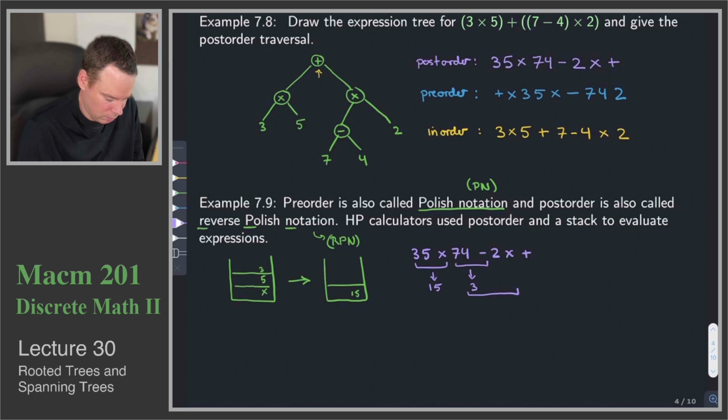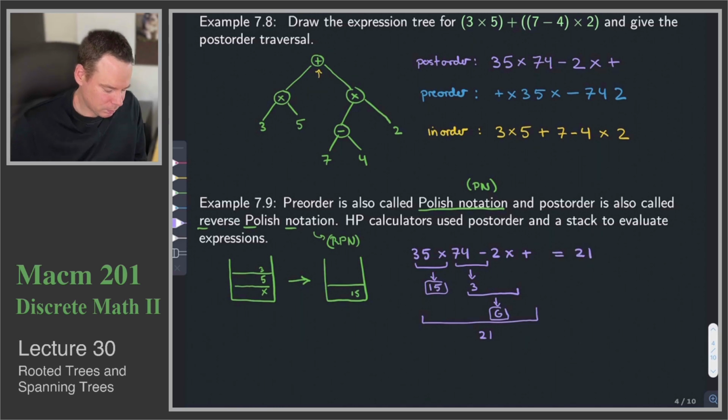And then we put the 2 in, and then we did the multiplication. So it took the multiplication and applied it to the previous 2 entries in the stack, which was the 3 and the 2. So that evaluated out to 6. And then it took the addition sign and said, okay, now add the previous 2 things in the stack. The previous 2 things in the stack were the 15 and the 6. So add them up, and we get 21. And so that works out to have a value of 21.